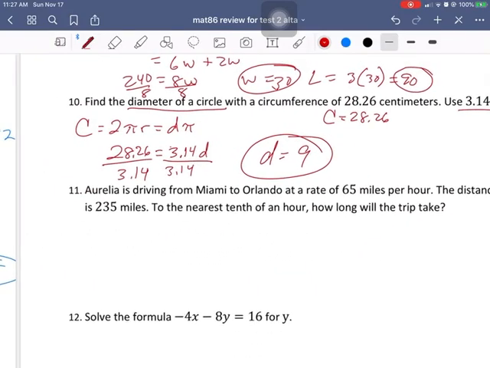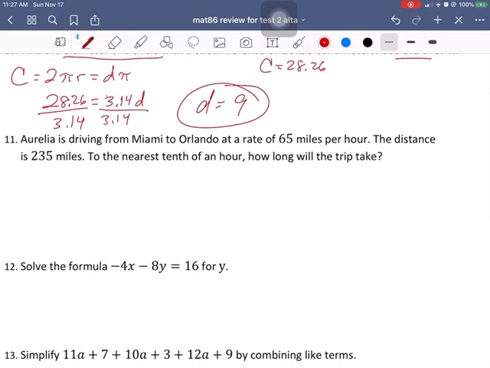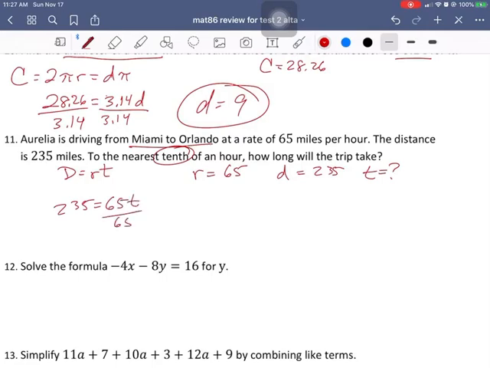All right, so number 11, Aurelia is driving from Miami to Orlando at a rate of 65. The distance is 235. To the nearest tenth of an hour, how long will it take? So this is distance equals rate times time. The distance is 235 equals 65t. Get rid of the 65.